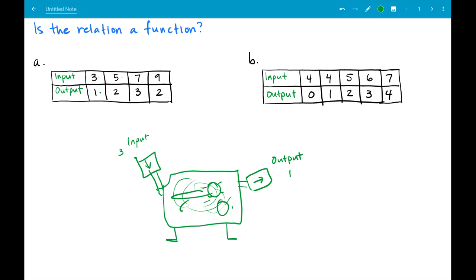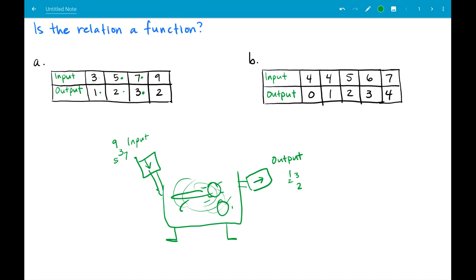Let's look at the second one. I check to see if every time I put in a 5, a 2 comes out. There are no other 5s for inputs in example A, so every single time I put a 5 in, a 2 will come out. The same goes for 7: whenever I put a 7 in, a 3 will come out, because there are no other 7s that I'll be inputting into my function machine. And at the end, I put in a 9 and a 2 comes out.